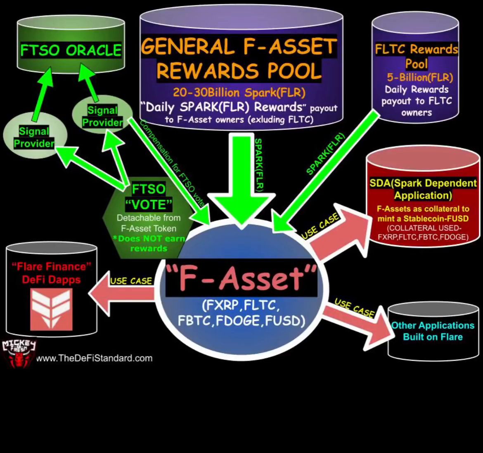All right, so now we're going to move over to the actual use cases for the Spark, for the FAsset, which is FXRP. Now, one of the major use cases that's stated in the white paper and also has been stated multiple times in the blogs and also by Flare CEO himself in numerous interviews, which is using the FAssets as collateral to mint a stablecoin.